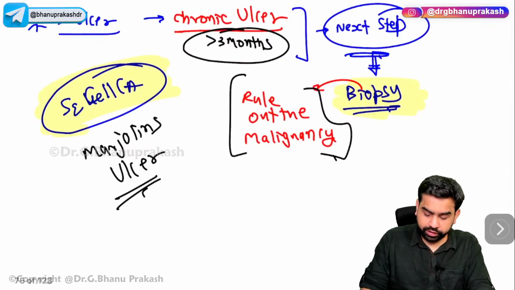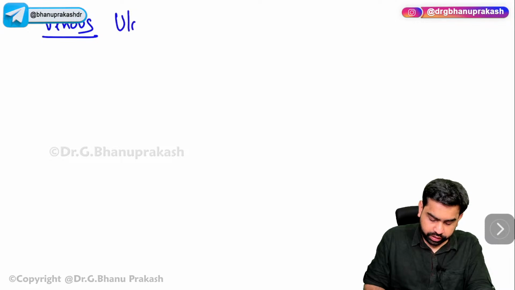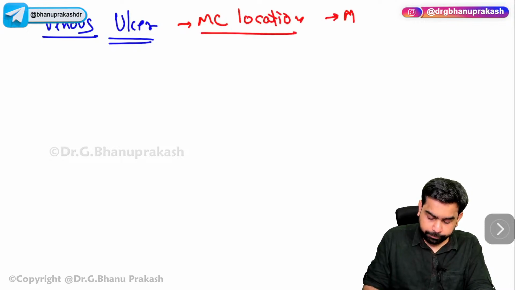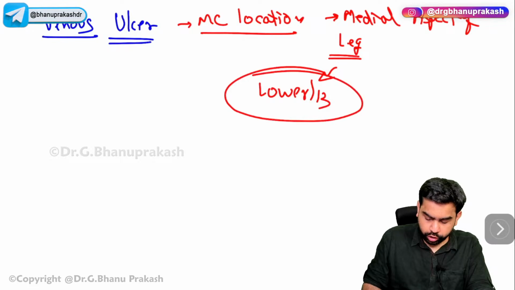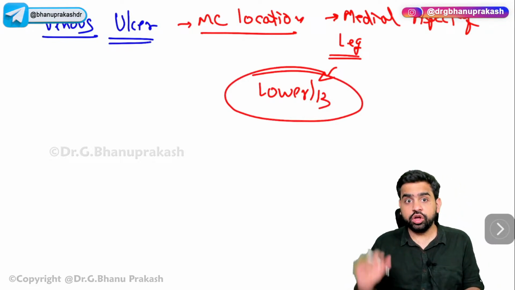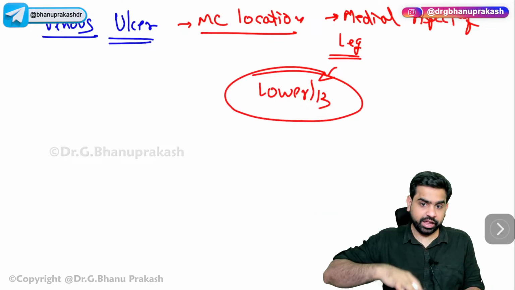Okay, now what about the venous ulcers? What is the most common location of a venous ulcer? Can you please help me with this? Please try to understand, the most common location of the venous ulcer is the medial aspect of the leg, that is the lower 1/3. Lower 1/3 medial aspect of the leg. This is the most common location of your venous ulcer. I hope you are able to understand this particular point. Very, very important.